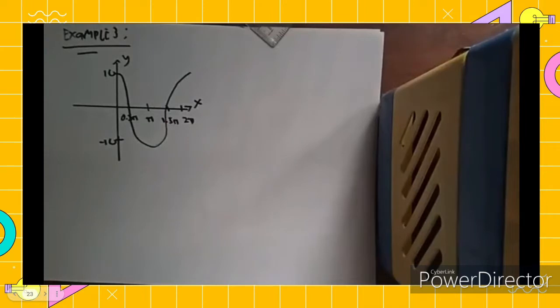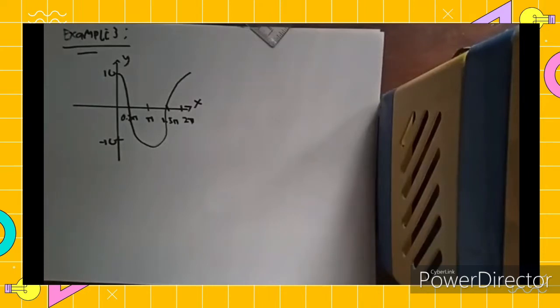For the cosine function graph, the first example is: determine if the graph below is y equals a sine bx or y equals a cos bx, and then create an equation of the form y equals a sine bx or y equals a cos bx.